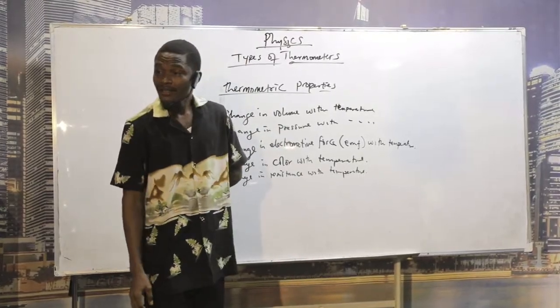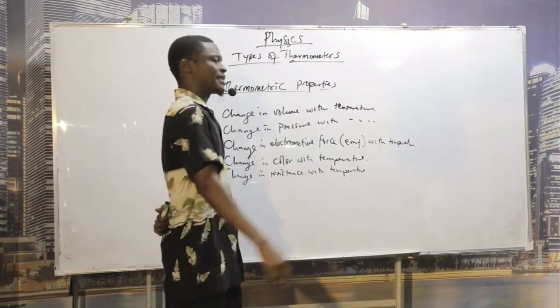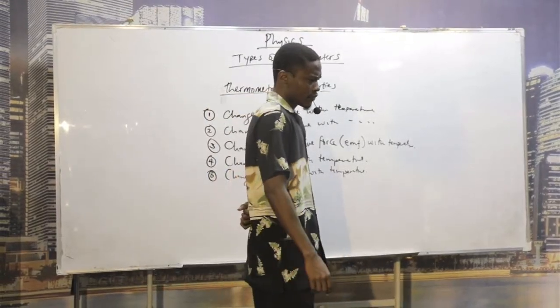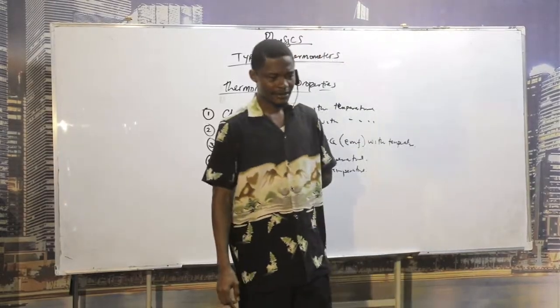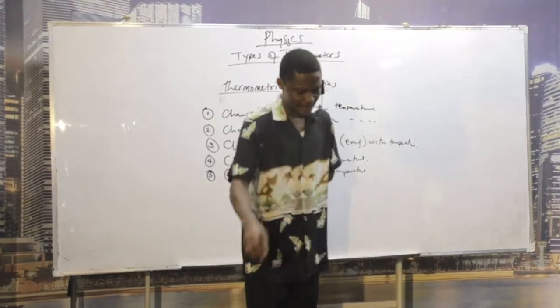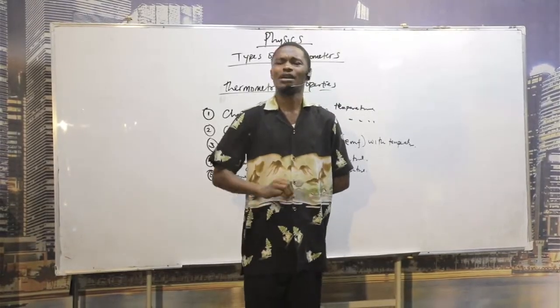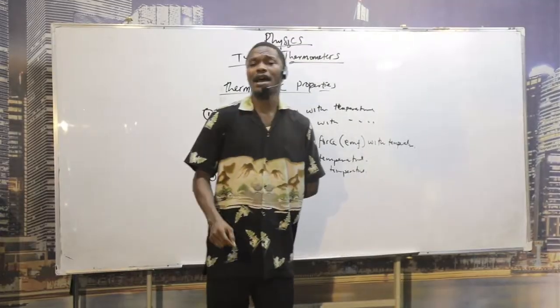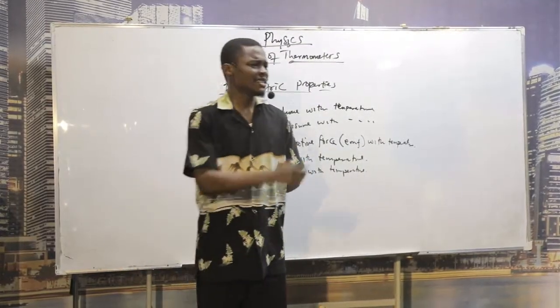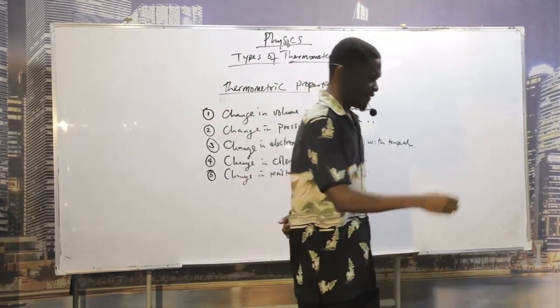Is that okay? So what are thermometric properties again? These are physical properties which change with temperature. As simple as that. That is what thermometric properties are. Now the question is, in that definition, we are talking about physical property. What is a physical property?